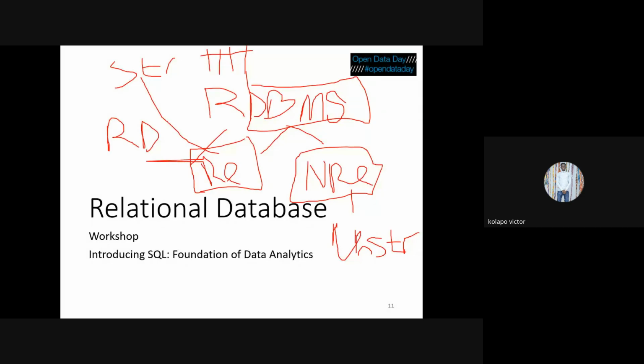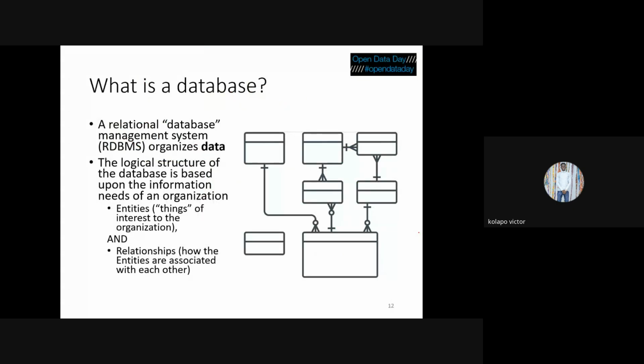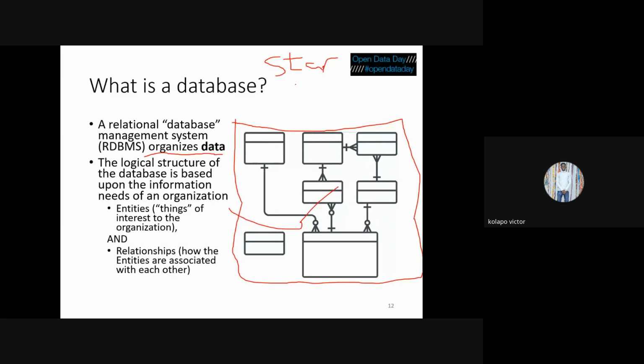So what's our relational database management system? The relational database management system, that is our RDBMS, is a system we use to organize our data, and we can see this over here. I told you that we have something we call the star schema, and then something we call the snowflake schema.